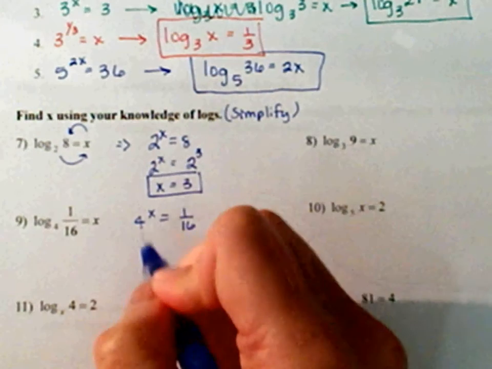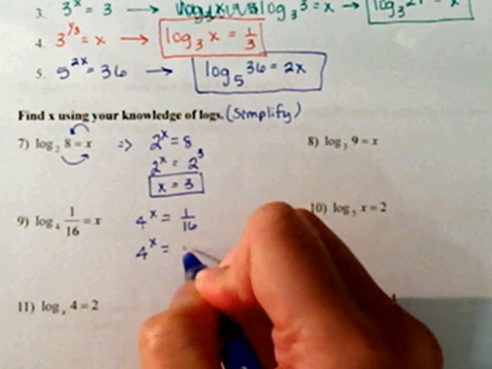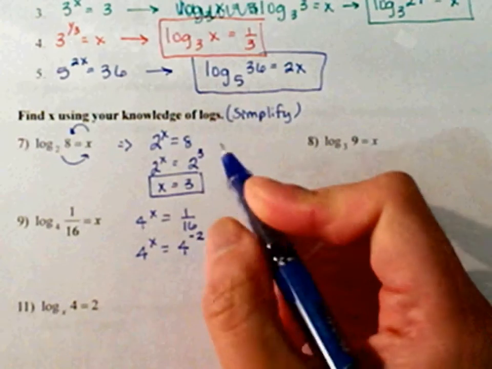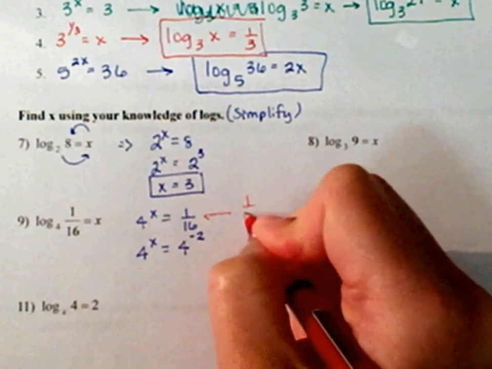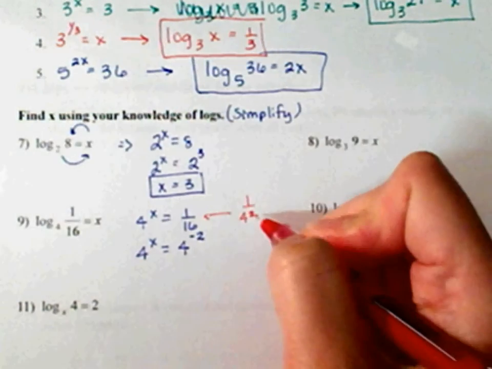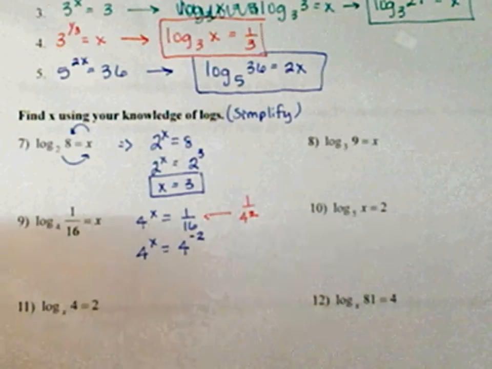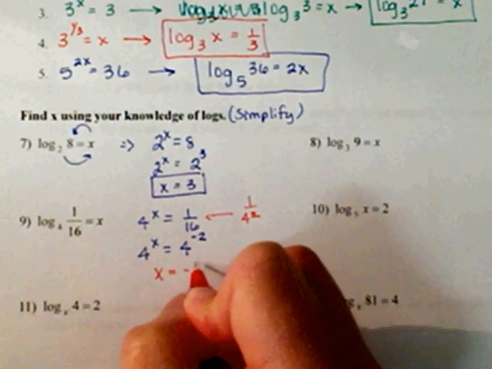Here you have 4 to the x is equal to 4 to the negative 2. The reason you did that is this right here is the same thing as 1 over 4 squared, and since it's down here, I'm moving it up. So what is x equal to? X is equal to negative 2.